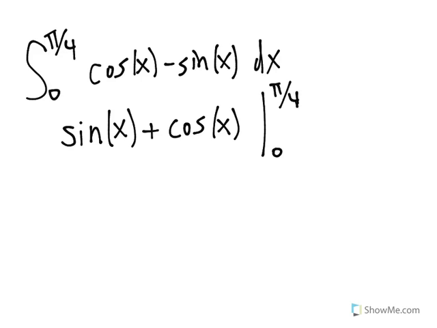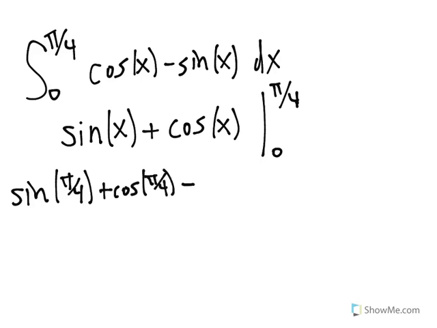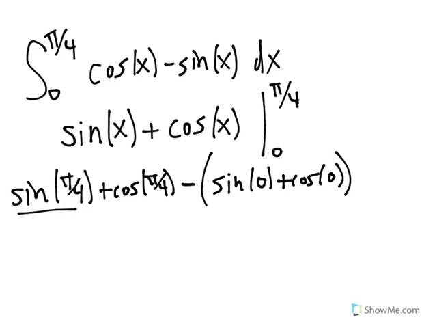Let's go ahead and just look at this one first, and then we'll look at the second one. So this is the sine of pi over 4 plus the cosine of pi over 4, minus, now be careful again, parentheses there, the sine of 0 plus the cosine of 0. So be careful here. Remember, sine of pi over 4 and cosine of pi over 4 both give you the same thing. They give you root 2 over 2.